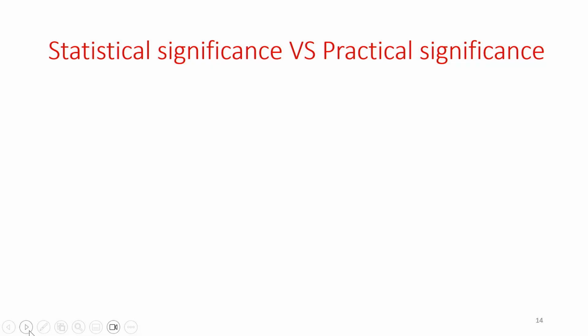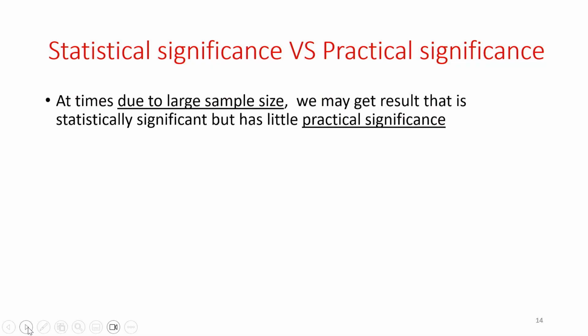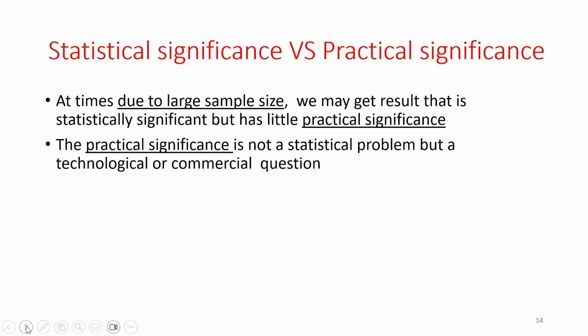Now this thing that comes next is also important, that is statistical significance versus practical significance. At times, due to large sample size, we may get a result that is statistically significant but has very little practical significance. Even though statistically it is significant, the practical significance is not there. The practical significance is not a statistical problem but a technological or commercial question. That is what practical significance depends upon.